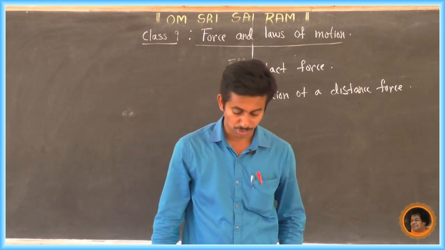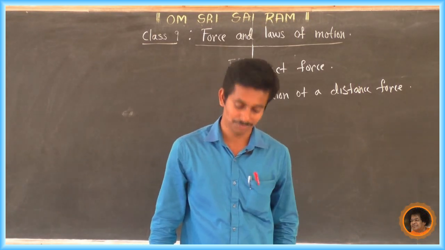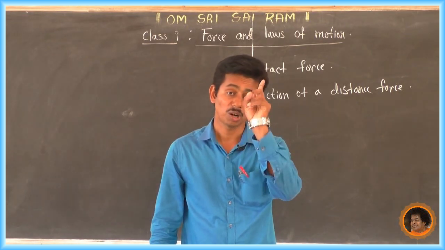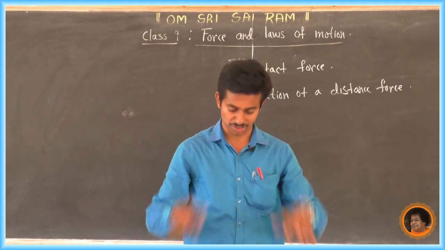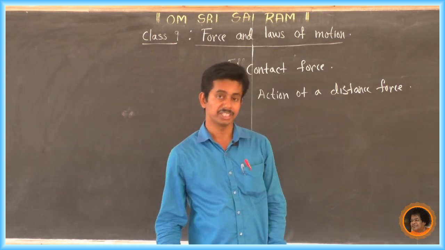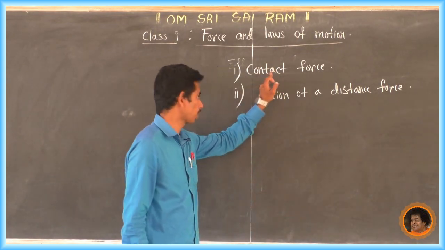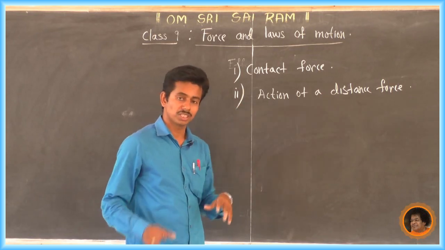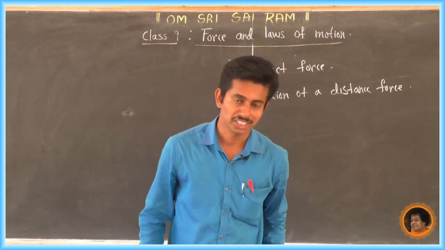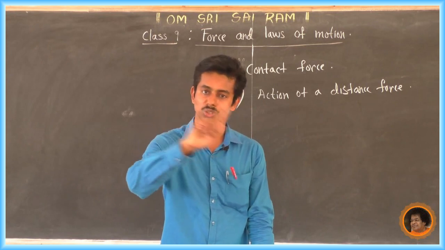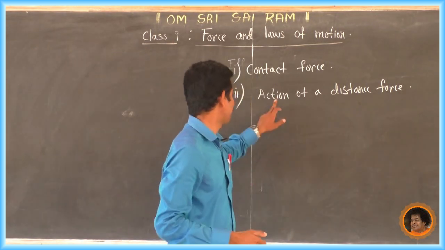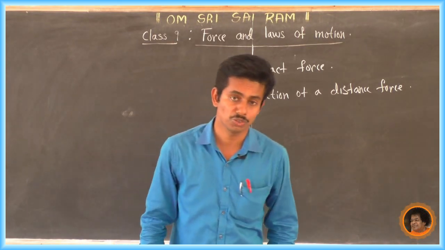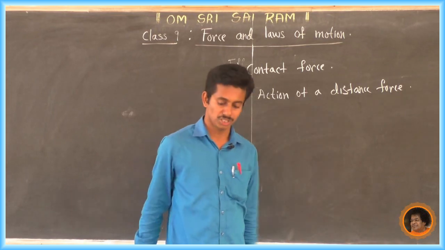Our definition is: when two bodies apply force on each other without being in contact, there is no contact between the two bodies, then it is an action at a distance force. The opposite of this is contact force, where two objects are in contact with each other. Action at a distance force means the two bodies are not in contact, but there is a force. Which one is an example of action at a distance force? Gravitational force is an example of action at a distance force.